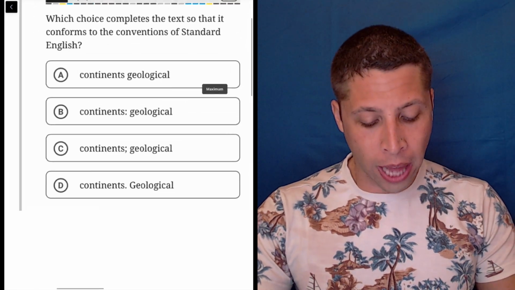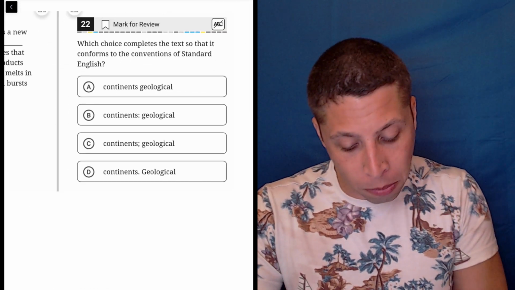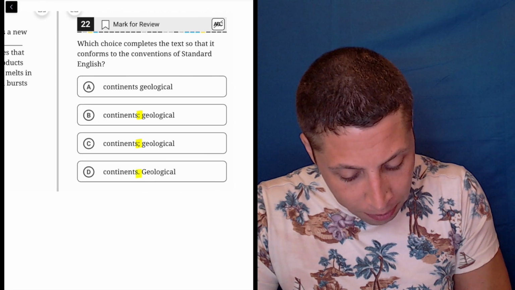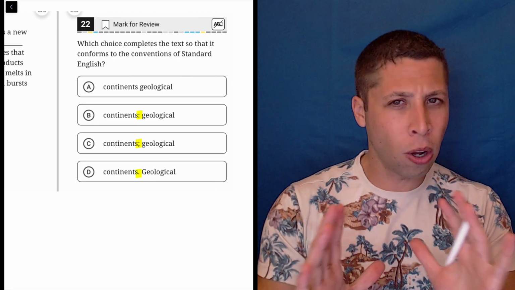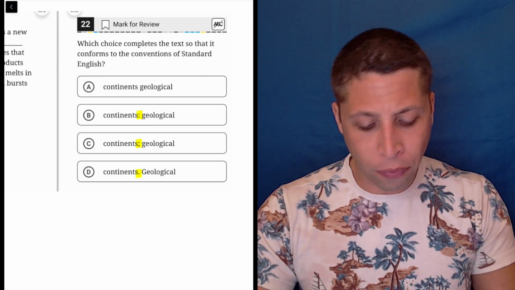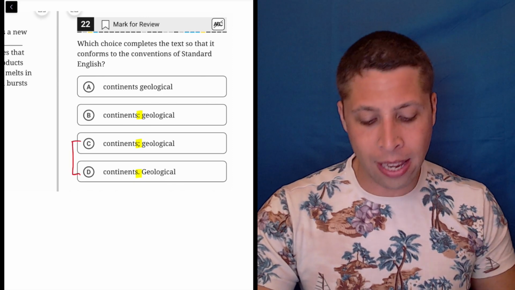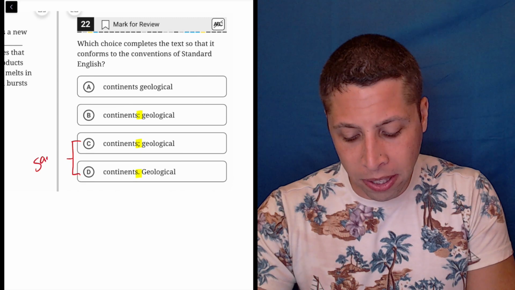These choices include a lot of very strong punctuation marks. The colon, the semicolon, the period, these are all ways of sometimes connecting sentences. Not always, we've got some exceptions, but the first thing I would notice is that C and D in most cases are going to be the same.